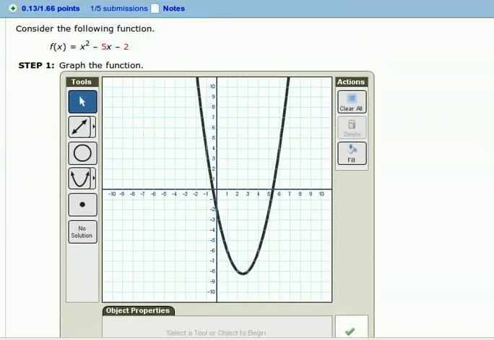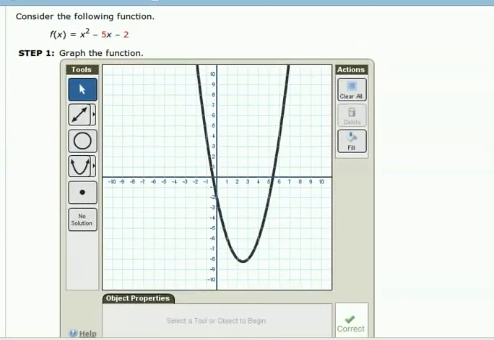Okay, now what about this one, the parabola? They want us to graph this parabola, x squared minus 5x minus 2, and I think I have it there because I actually already submitted this one, but I can do this, I can do clear all.